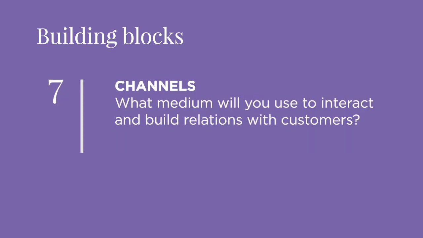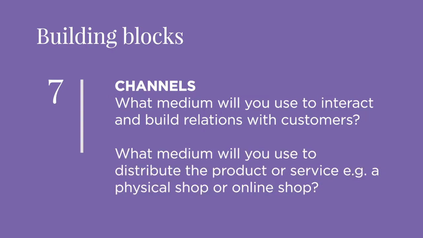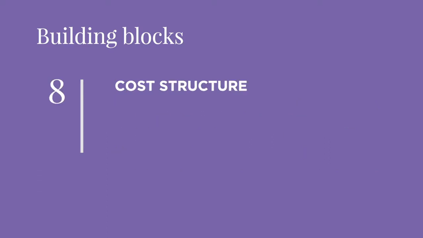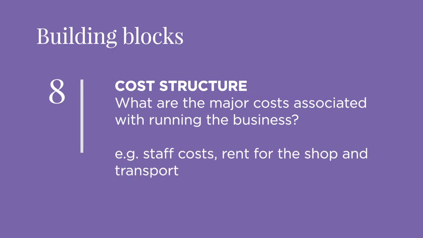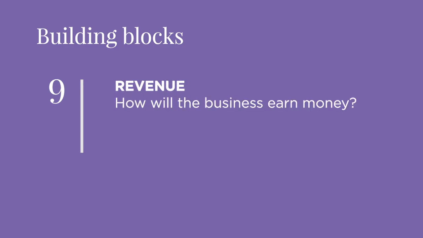Channels. What medium will you use to interact and build relations with customers? And what medium will you use to distribute the product or service? For example, a physical shop or online shop. Cost structure. What are the major costs associated with running the business? For example, staff costs, rent for the shop, and transport. And lastly, revenue. How will the business earn money?